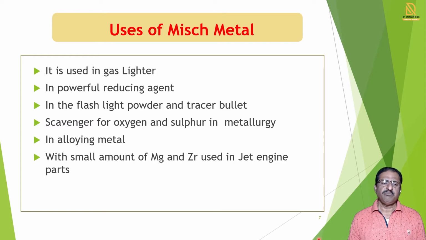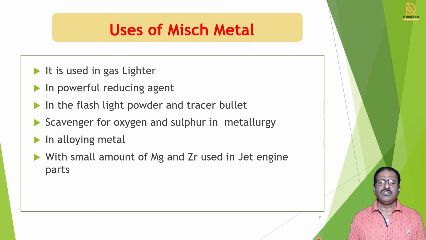Now we see the uses of mixed metal. What are the uses of mixed metal? This mixed metal is used in the gas lighter and different other types of lighters. This mixed metal is a powerful reducing agent, and due to this property it can be used in different metallurgical processes and in different reactions.